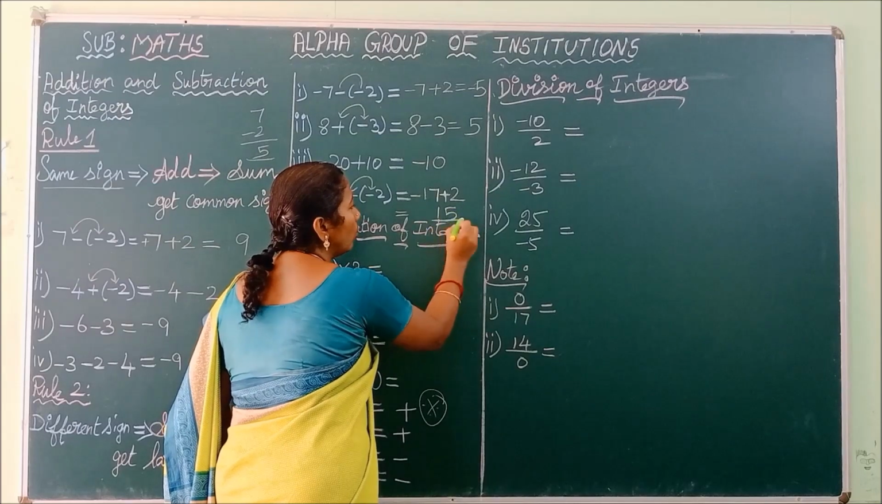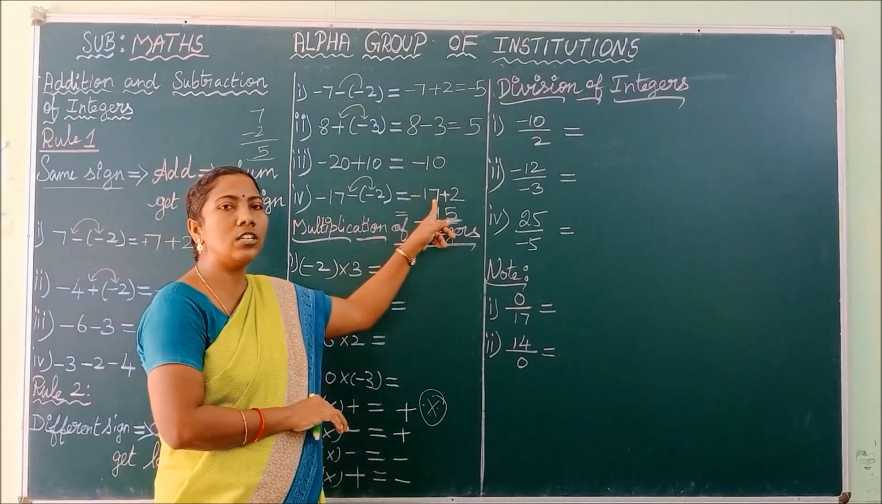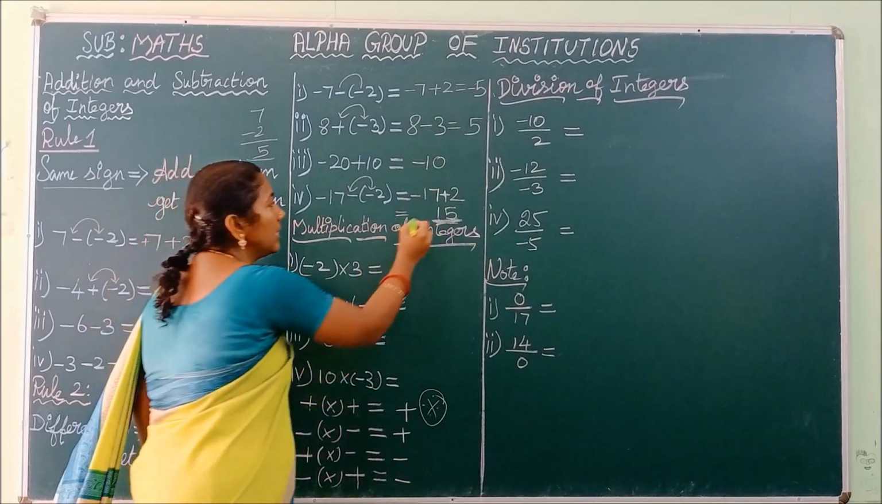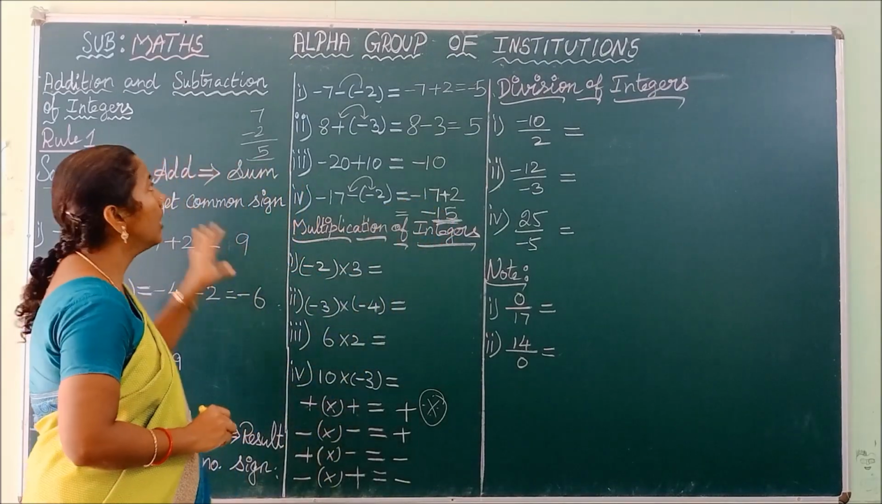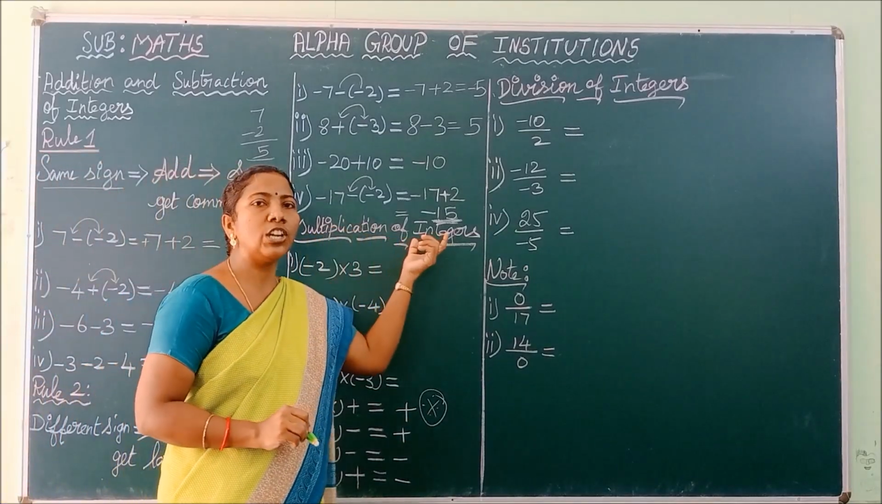As per rule 2, this 15 is assigned the symbol of the larger number. What is the symbol for the larger number? Minus. So our answer is minus 15. I hope you understand how to add and subtract the integers. Next we are going to see multiplication of integers.